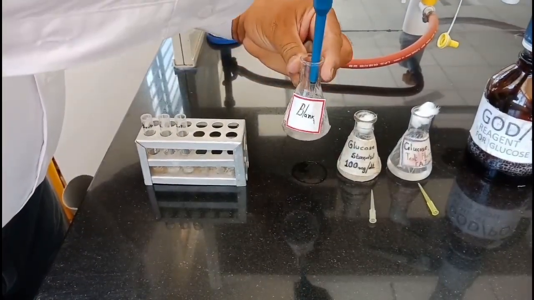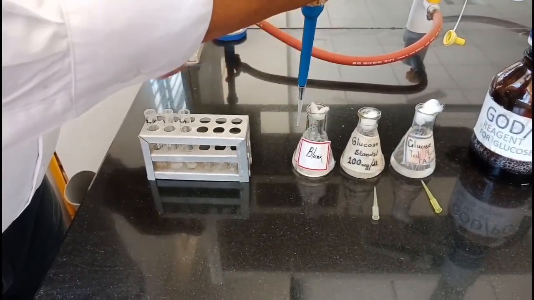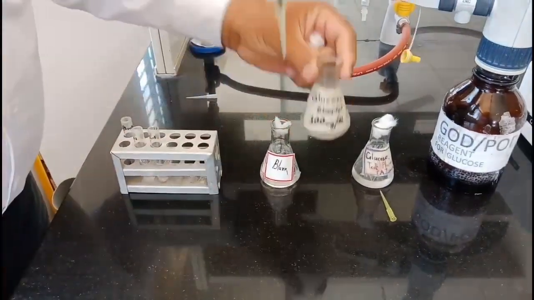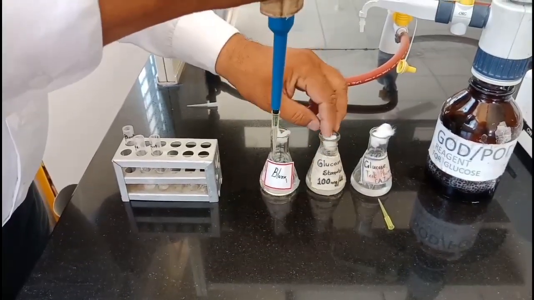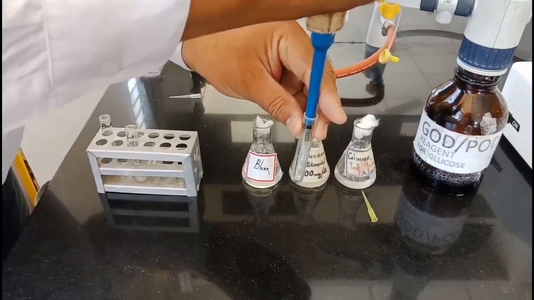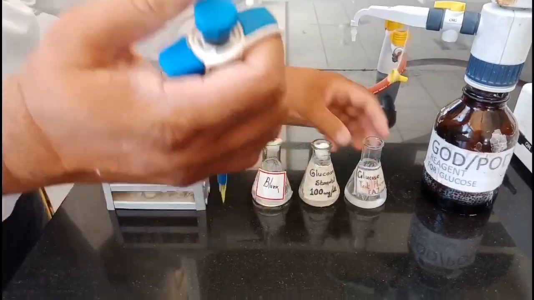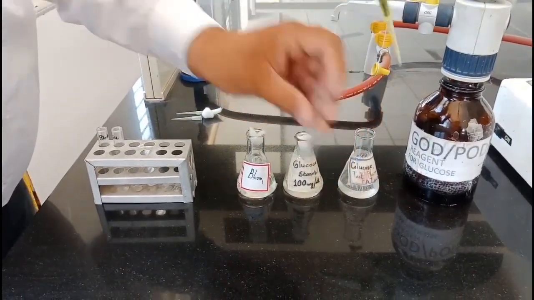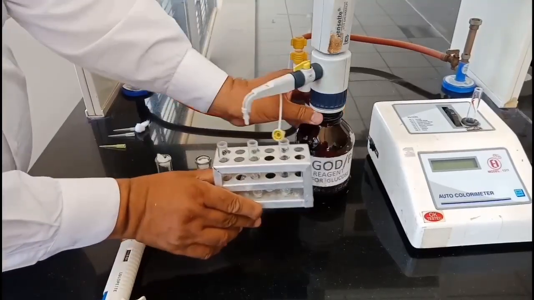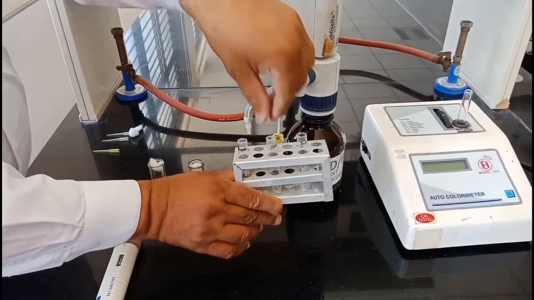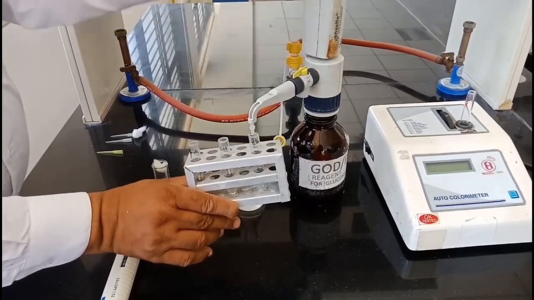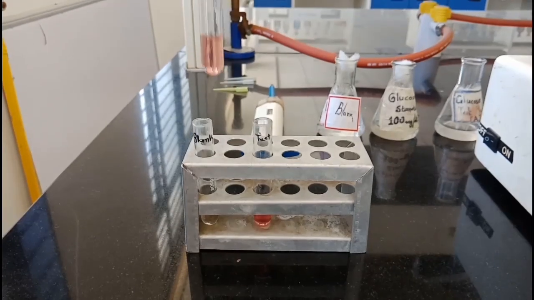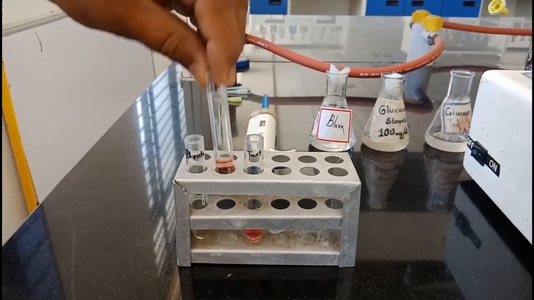Now take 10 microliter of blank distilled water in blank test tube. Then take 10 microliter of standard, which is of 100 mg per deciliter, in standard test tube. And finally take 10 microliter of unknown test solution into test tube marked as test. Then add 1 ml of glucose oxidase peroxidase reagent in all 3 test tubes. After incubation of 30 minutes at room temperature, the color is developed in standard and test solution.